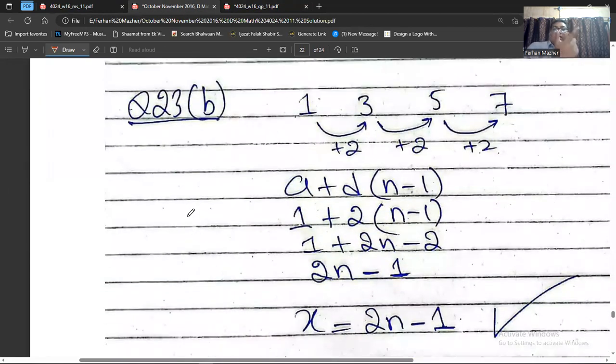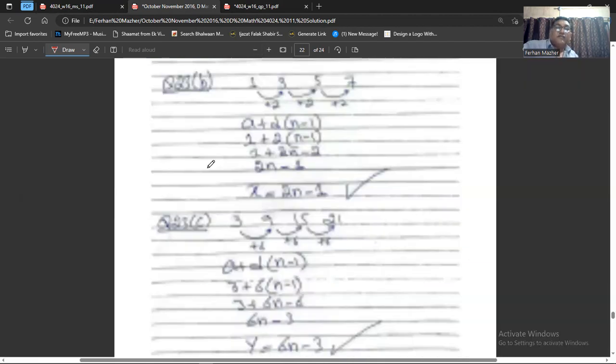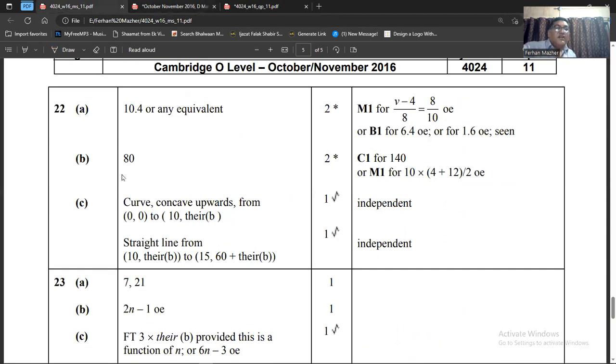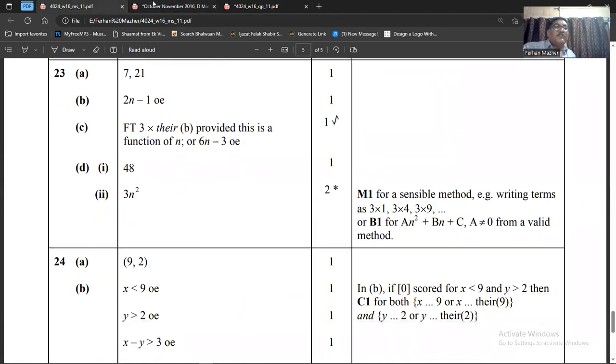Because there is an increment of 2, so arithmetic sequence, that is a plus d bracket n minus 1. A means the first term, d means the common difference. So 1 plus 2 bracket n minus 1. So 1 plus 2n minus 2. So 2n minus 1, that is the nth term. So x is equal to 2n minus 1. So x will be equal to 2n minus 1, that is the right answer, sir.